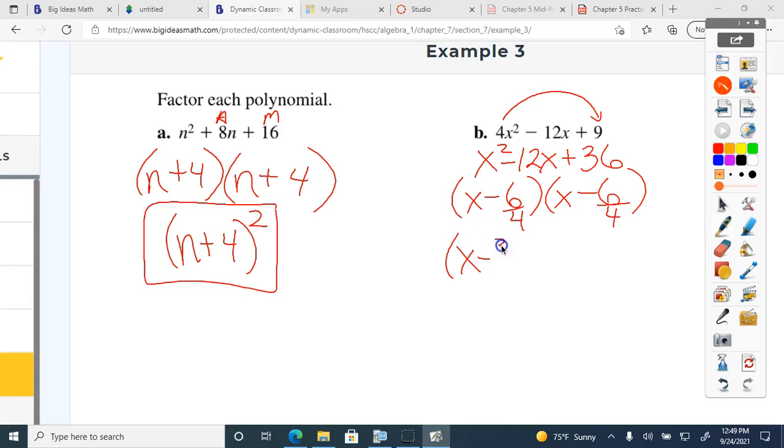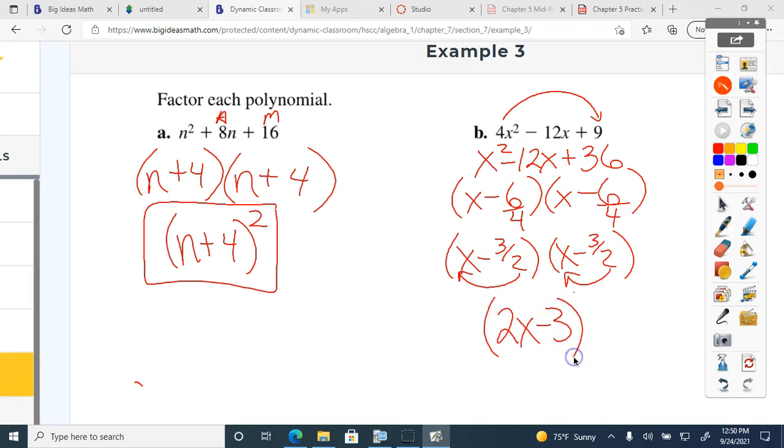That will be x minus 3 over 2 times x minus 3 over 2. And what do we need to do with the 2? The bottom goes to the top. Now, do we have the same thing twice? Yeah, so we're just going to write it 2x minus 3 squared. That is all that is special about it. Okay? Easy enough? Everybody good? Yes, sir. All right, we'll do another one like that.